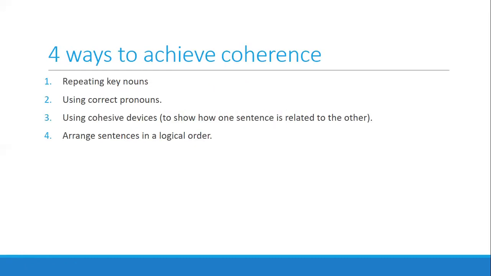So, 4 ways to achieve coherence. One is repeating key nouns. The other one is using correct pronouns. Then using cohesive devices, and arranging sentences in a logical order. My lecture today will be mainly based on these 4 points.